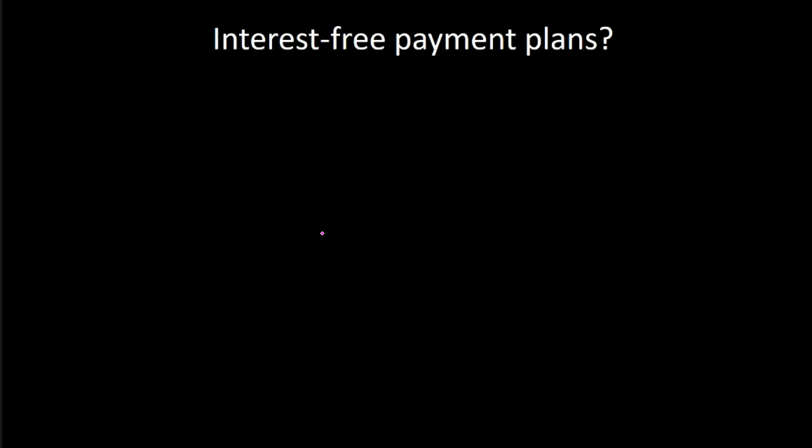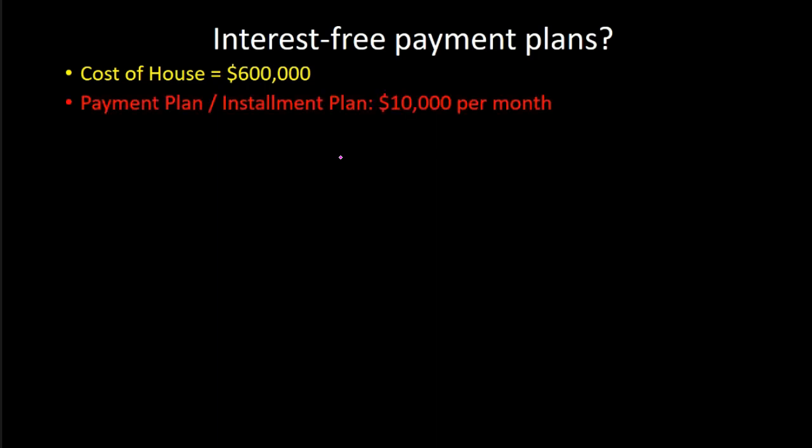So now let's suppose that you're interested in buying a house, and let's suppose the cost of the house is $600,000. Now, you don't have $600,000, but fortunately, the seller or the entity that is selling you this house says, hey, don't worry about it. We have a payment plan. So you can pay us $10,000 every month for the next 5 years, which is basically 60 months. In other words, you don't have to pay us $600,000 right away. You can just spread it out over the next 60 months, right?